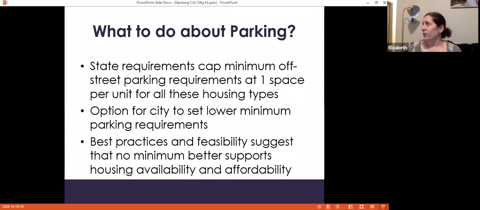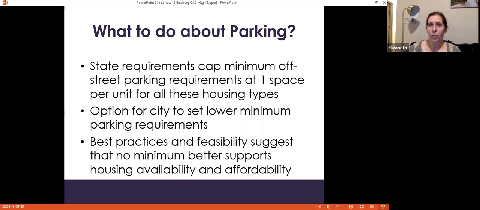Speaking of options, I guess I should pause for a second. Any questions about the role of zoning and forecasting before we get into the always fun topic of parking? Okay, well, we'll have more opportunities if something comes to you.